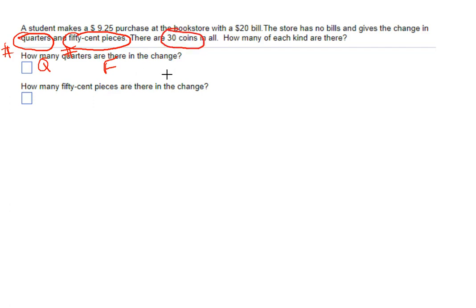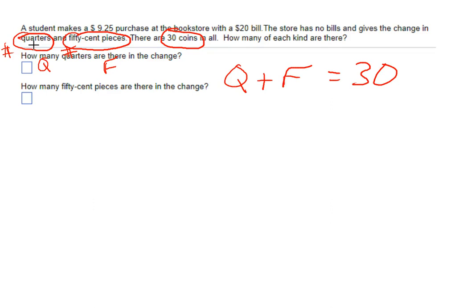Since there's 30 coins in all, I get one equation from that: the number of quarters plus the number of 50-cent pieces has to equal 30 because there's 30 coins altogether. Something I should have mentioned a moment ago is if you have two variables, you need to have two equations in order to get a solution. So this will be one of my equations.